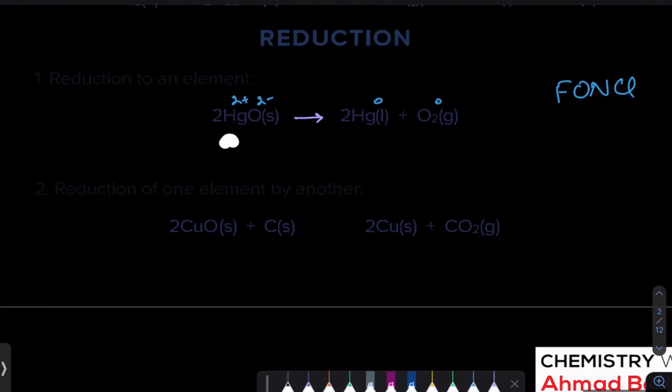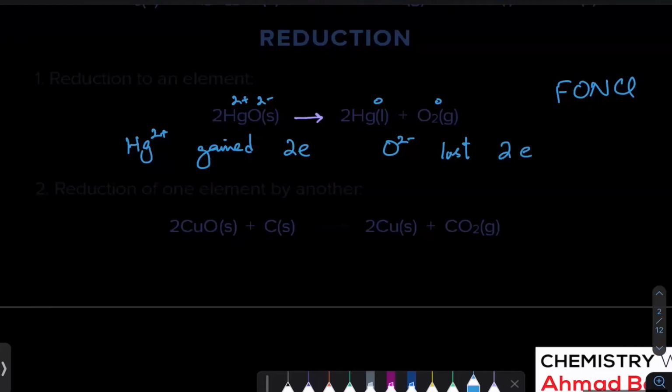But ये तो मैंने आपसे कहा था that you cannot talk about this in the exam. So what will we write in the exam? We will say that mercury ion gained 2 electrons and oxide ion lost 2 electrons.